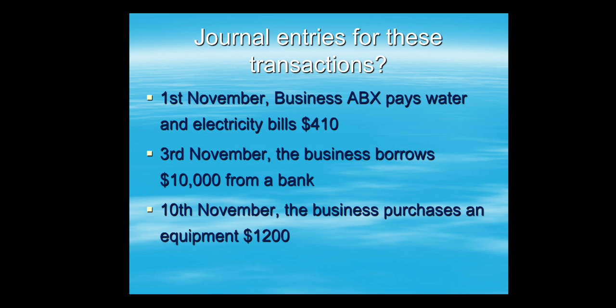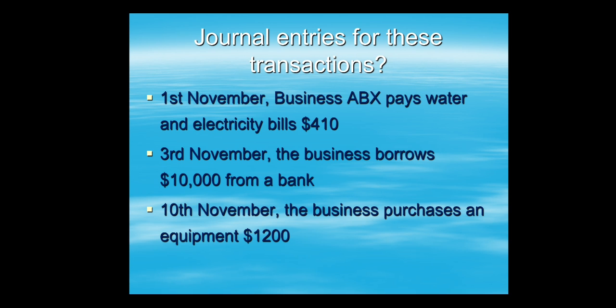So how to record that in the general journal? You have to write the date, and then asset increase, you debit. So debit account cash 10,000, and then liability increase, you credit. So credit account bank loan 10,000.